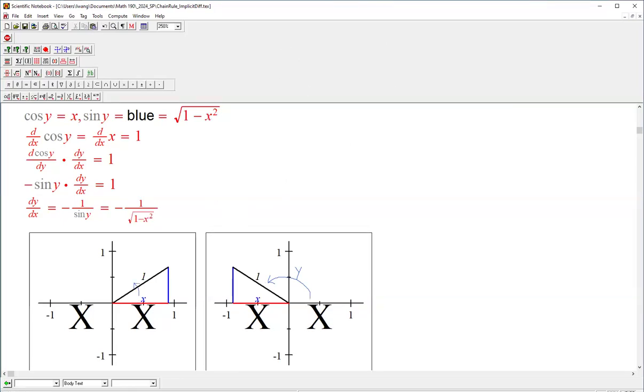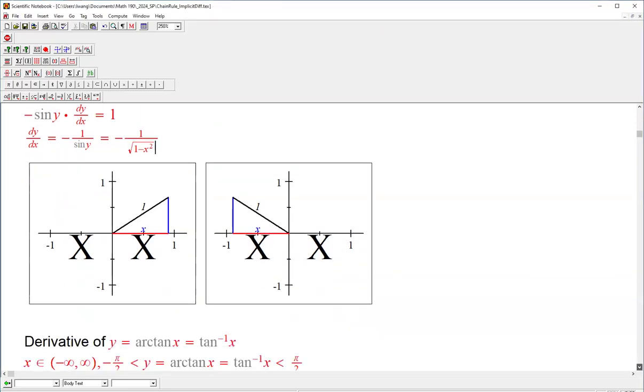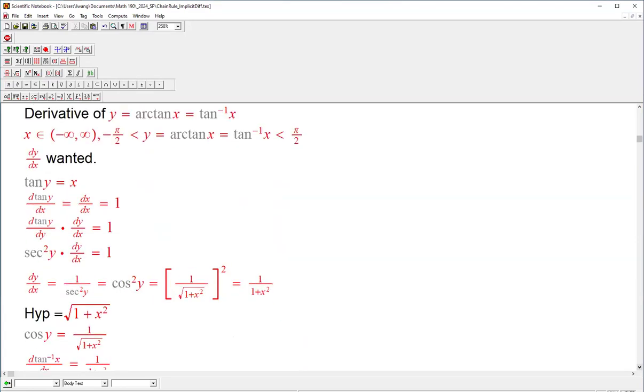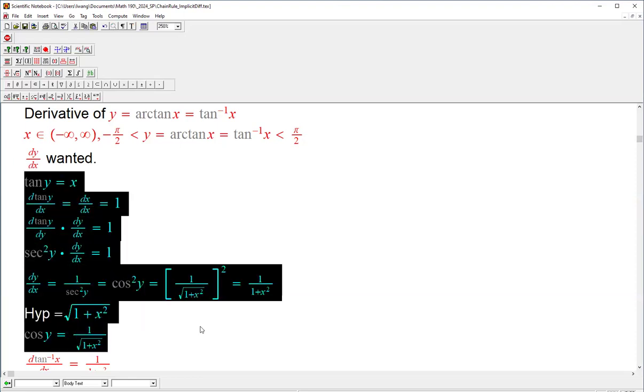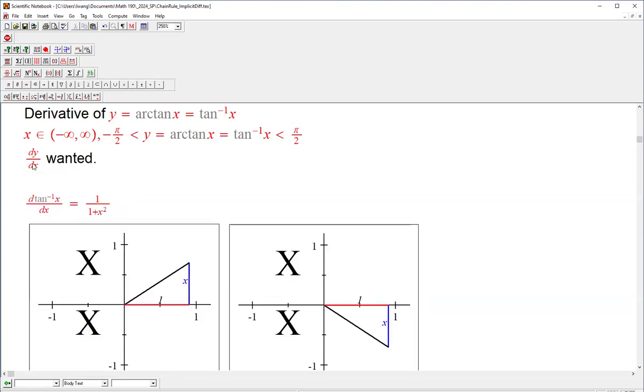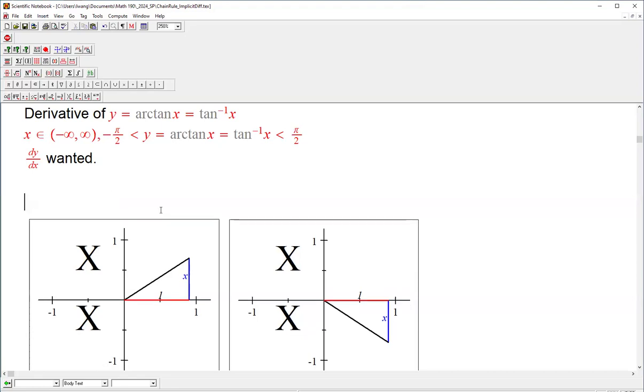So that is done on the derivative of ArcCosine. Next, we're going to look at the derivative of ArcTangent. Derivative of ArcTangent, as I said earlier, I derived it and made another recording, and it didn't show up. So I'm going to redo this all over again for you.